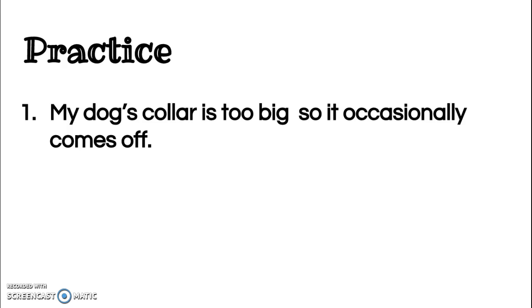Let's look at our first example. The sentence is, my dog's collar is too big, so it occasionally comes off. The first thing I want to do is locate my coordinating conjunction. So I think of my acronym. For, and, nor, but, or, yet, so. So is my coordinating conjunction, so I circle it. Now I look to the left of that conjunction. I see the sentence, my dog's collar is too big. It has a subject, collar, is my verb, and it expresses a complete thought. So this sentence is an independent clause.